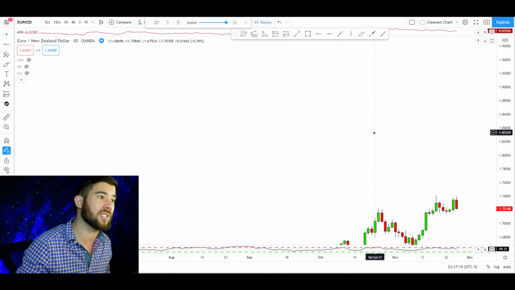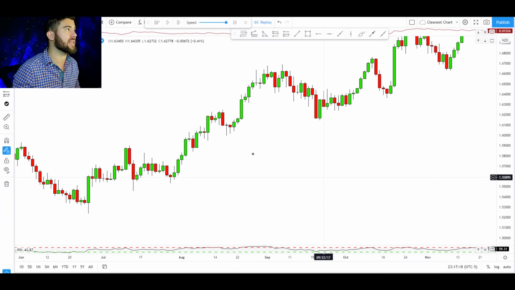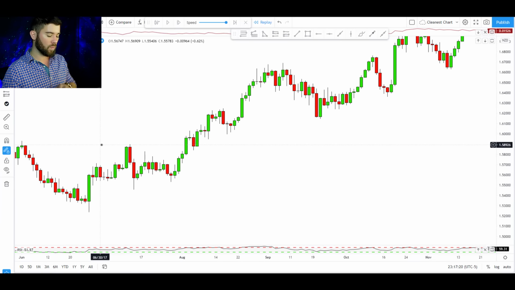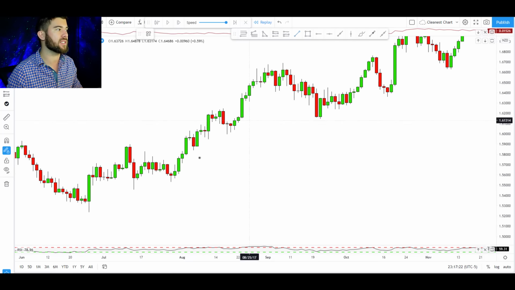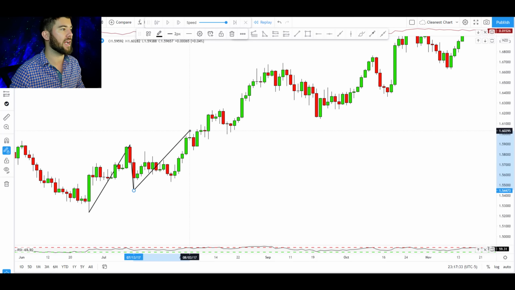And what we're going to do now is take a look at this on live chart data. Here we are on that same Euro New Zealand chart. What did we just discuss? Well, we want to see the trend start. So we have our low to high, higher low, followed by our higher high.